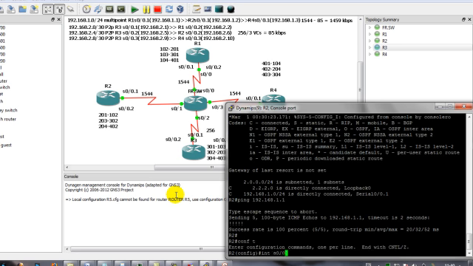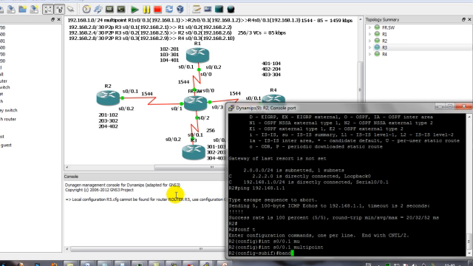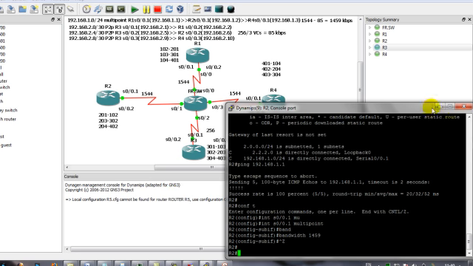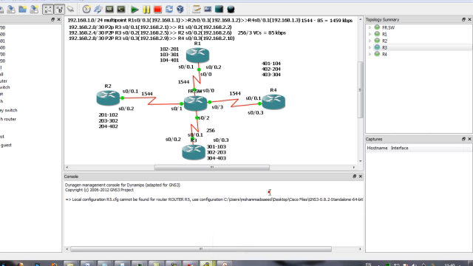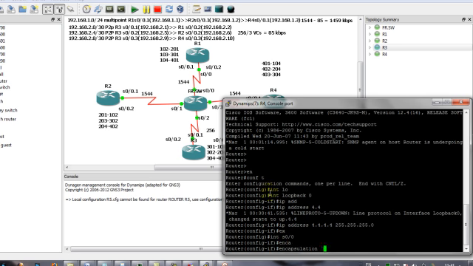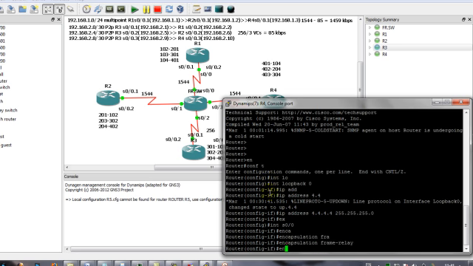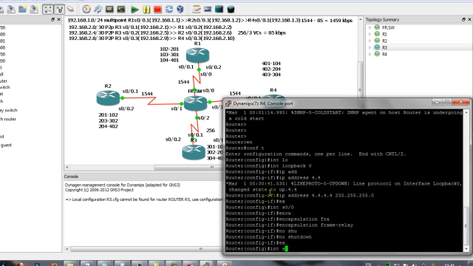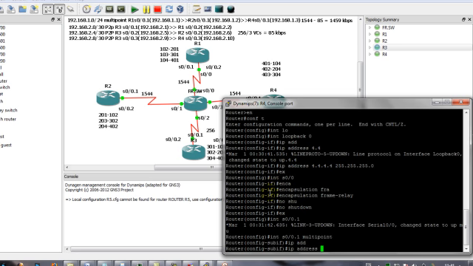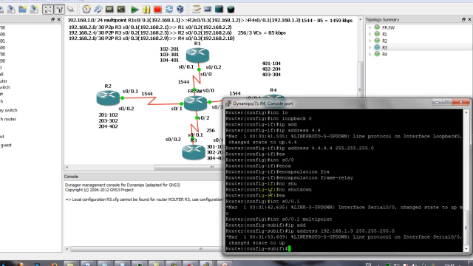Interface serial 0/0.1 multipoint with bandwidth 1049. Yes, don't forget to configure it. Now go to router 4, serial 0/0. I want encapsulation frame relay with no shut. Now exit, interface serial 0/0.1 multipoint, now with IP address 192.168.1.3 255.255.255.0.